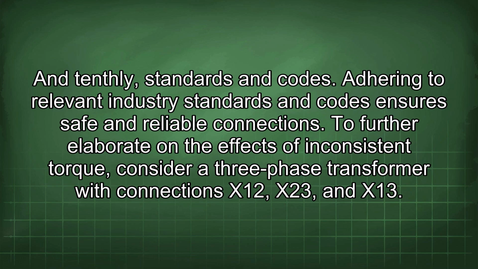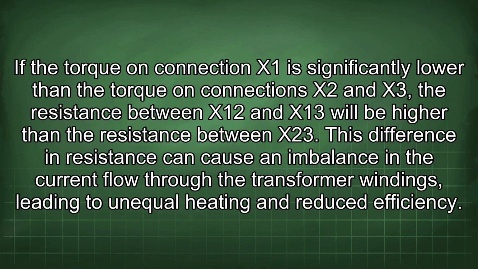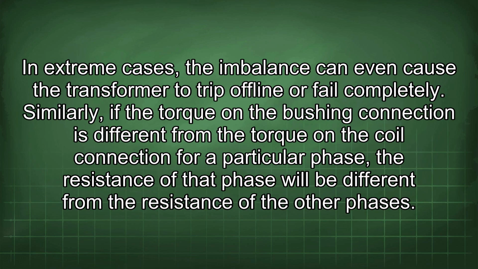To further elaborate on the effects of inconsistent torque, consider a three-phase transformer with connections X12, X23, and X13. If the torque on connection X12 is significantly lower than the torque on connections X2 and X3, the resistance between X12 and X13 will be higher than the resistance between X23. This difference in resistance can cause an imbalance in the current flow through the transformer windings, leading to unequal heating and reduced efficiency. In extreme cases, the imbalance can even cause the transformer to trip offline or fail completely.